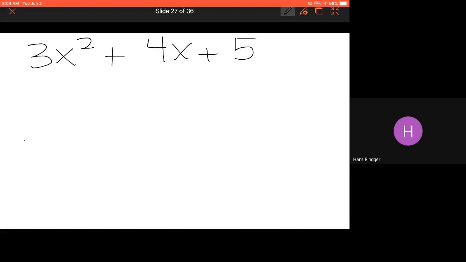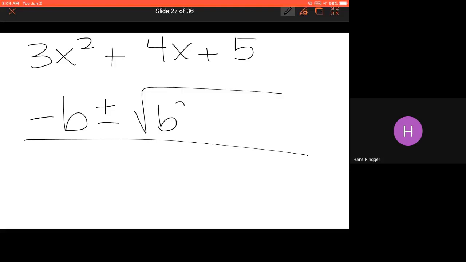It's a big fraction. We have minus b plus or minus the square root of b squared minus 4ac all over 2a. Now you might be thinking, what the heck are b? What is a? What is c? Where do I find these? It's actually not too bad.